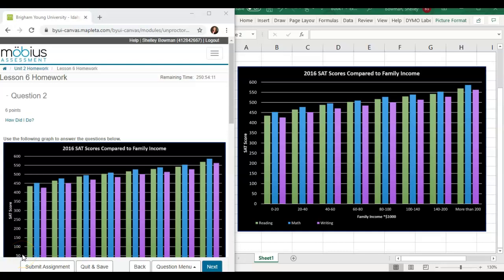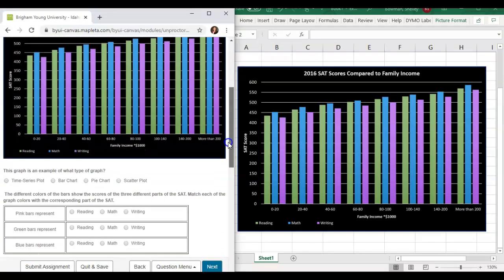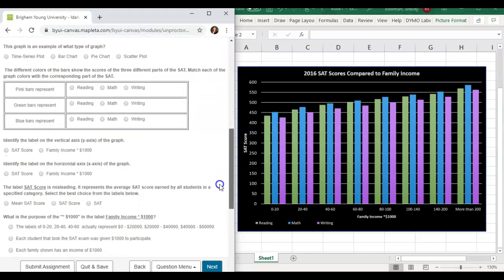Lesson 6 homework question number 2. Use the following graph to answer the questions below. To prevent having to scroll up and down repeatedly, I've copied this by pressing Ctrl+C and pasted it into a document next to me so that I can just see it really quickly, all on one screen. So over here on the left, this graph is an example of what type of graph?